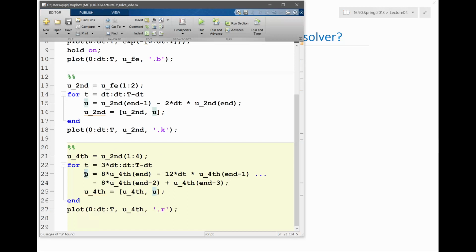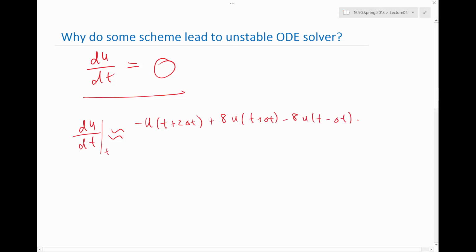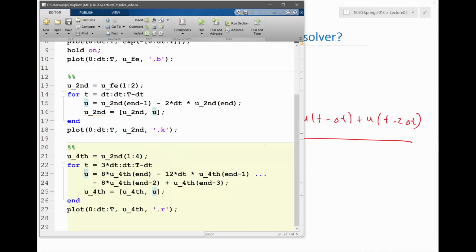So u at the next time step is equal to, this is the scheme we derived, 8 times u at the previous time step minus 12 times dt times du dt, right? So here is the du dt that we replaced as minus of u in the last lecture. For those who may not remember, the scheme we used is du dt approximately equal to minus u at t plus 2 delta t, plus 8 times u at t plus delta t, minus 8 times u at t minus delta t, plus u at t minus 2 delta t, divided by 12 delta t. Yeah, 12 delta t.